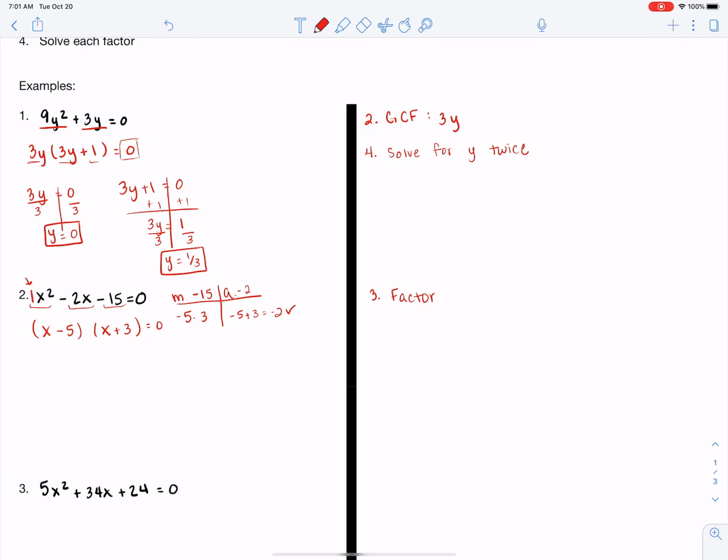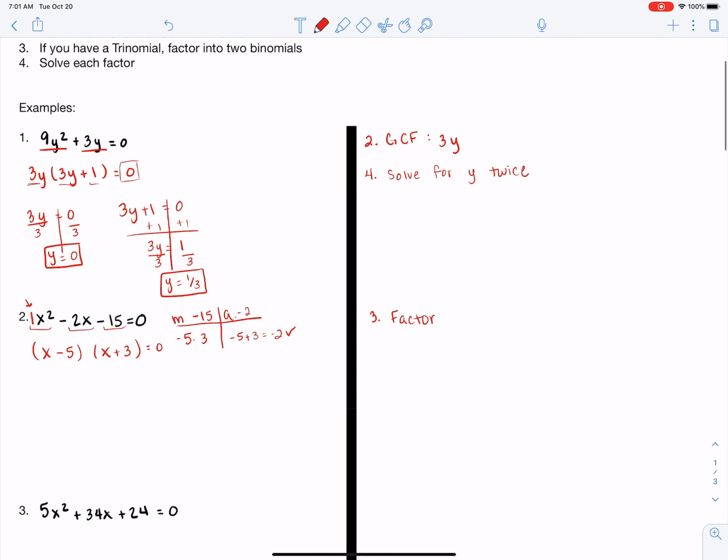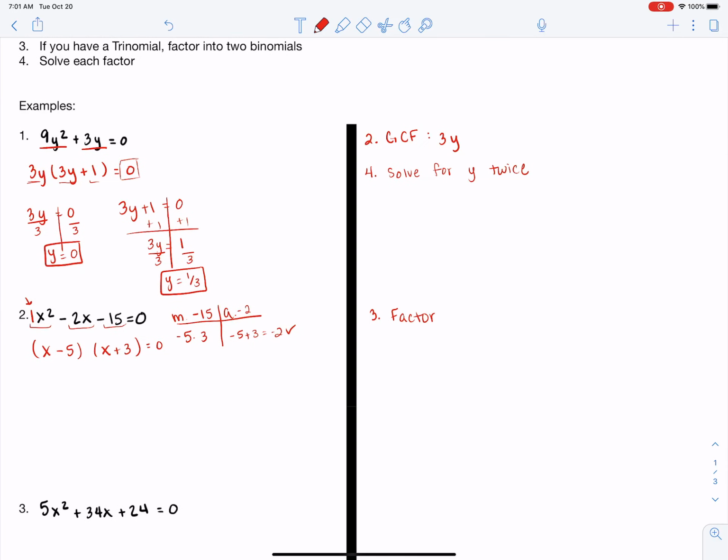Set those equal to 0. Okay, so step 3 said to factor into two binomials. I've done that. Step 4 says to solve. So in this one, we only had to do step 3 and step 4. In order to solve, we're going to separate our two pieces. So one binomial, x minus 5 equals 0. The other is x plus 3 equals 0. Solve for x, so add 5. X equals 5, minus 3.